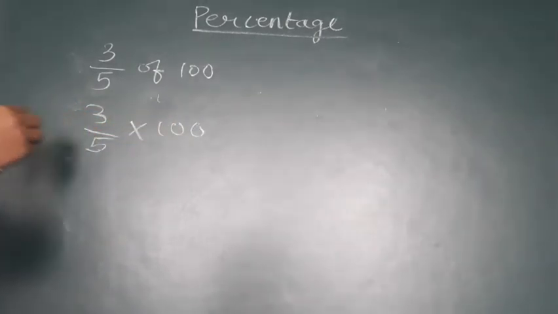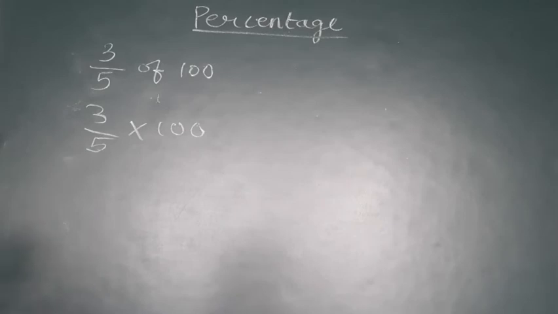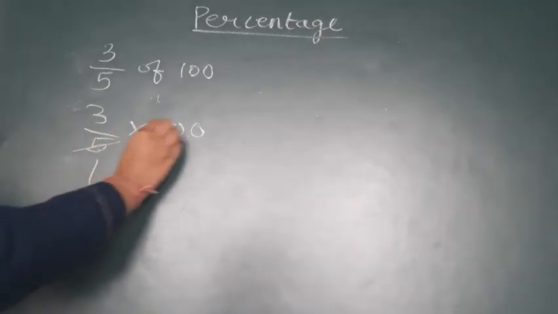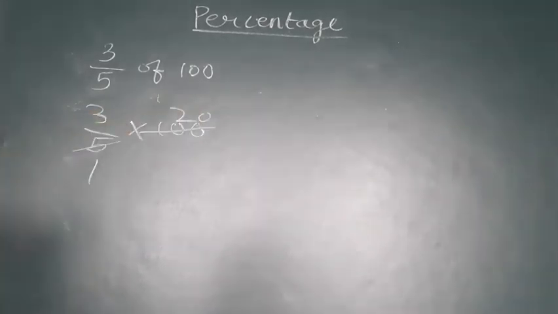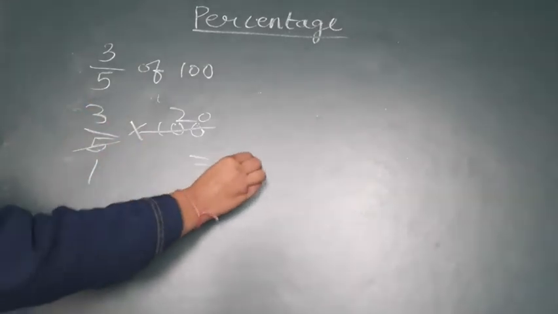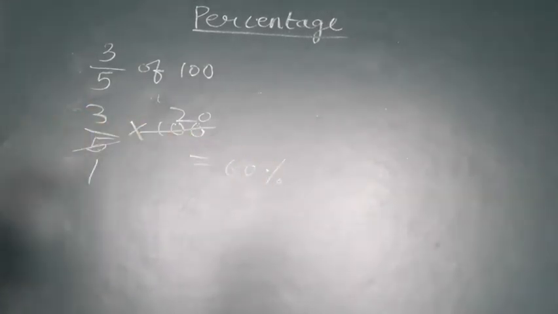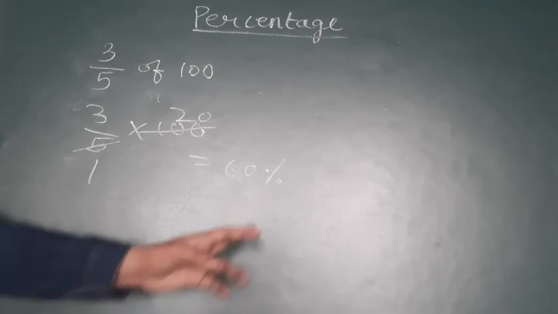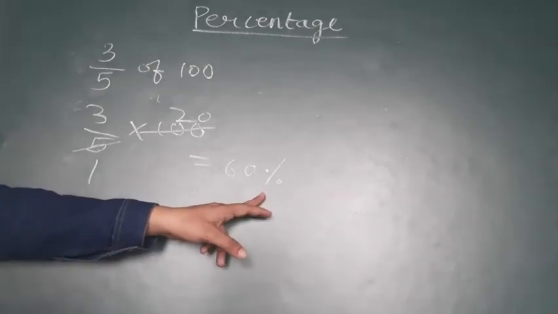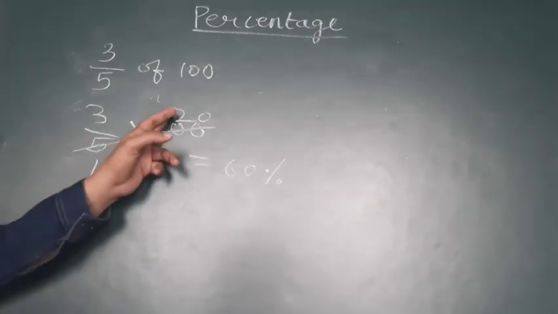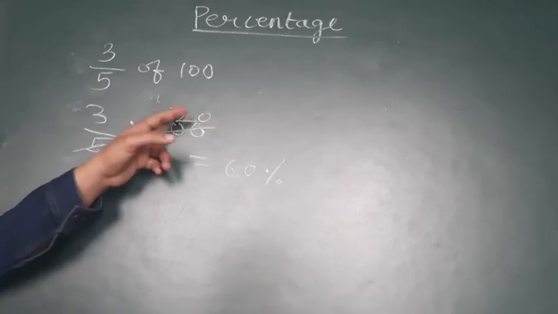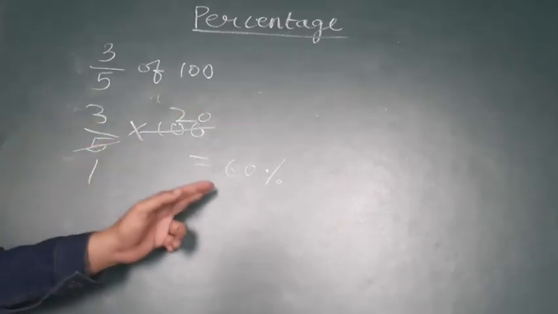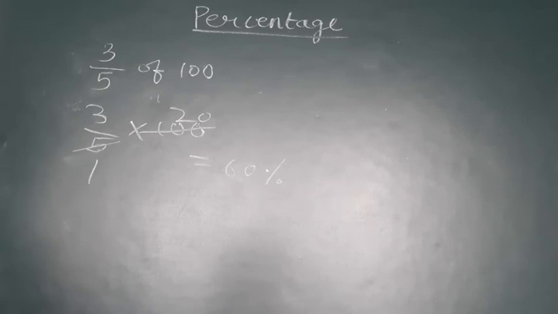And then we have to check whether it can be simplified or not. So 5 ones are 5, 5 twos are 10, 5 zeros are 0. So it will be 60%. As we have converted into percent, the symbol of percent will be used over here. Because 5 ones are 5, 5 twos are 10, 5 zeros are 0 and 20 multiplied by 3 is 60. So it will be 60%.